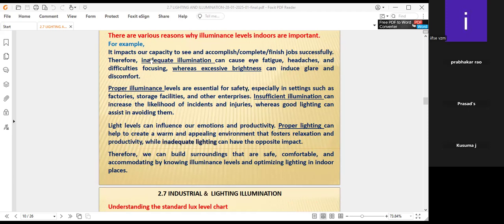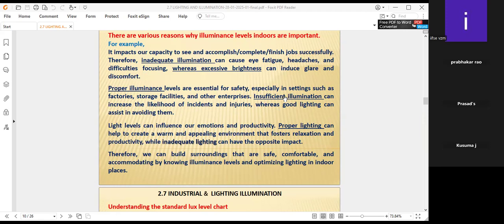See, here is inadequate and excessive. Insufficient illumination means it's not sufficient. There are a lot of differences there. Insufficient means there is a room dimension, but as compared to the room dimension, you should provide two lights, but you are providing only one light. That is called insufficient, not inadequate.